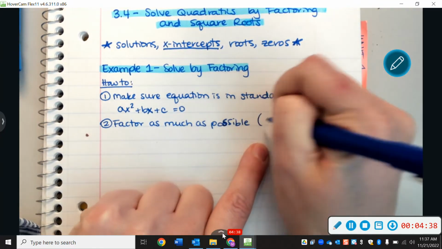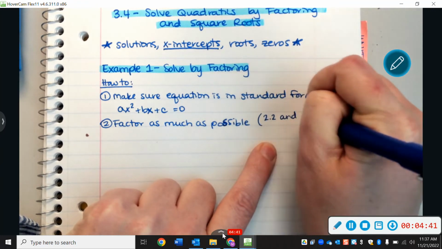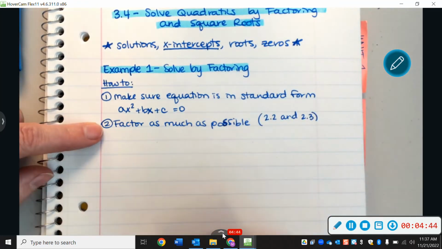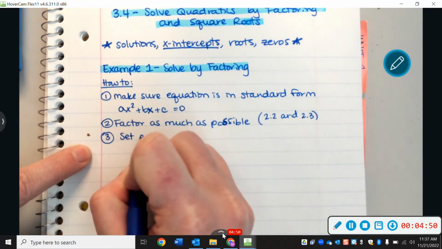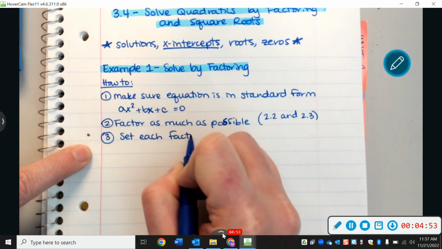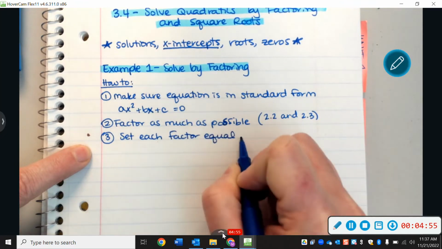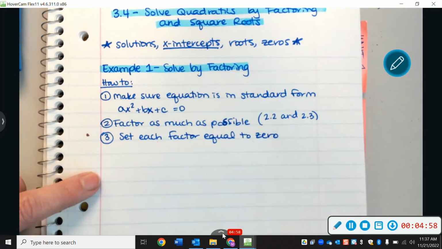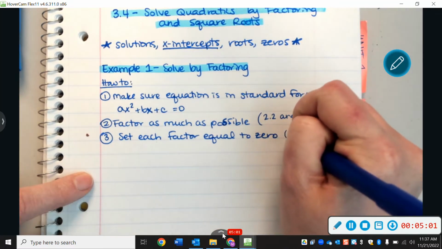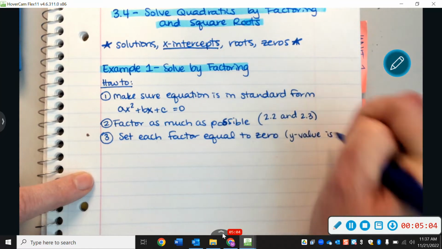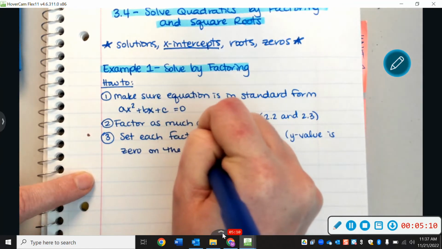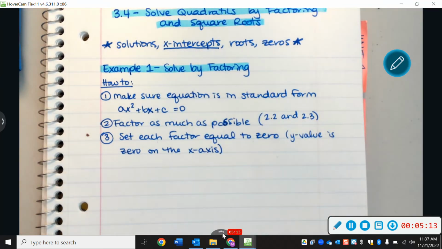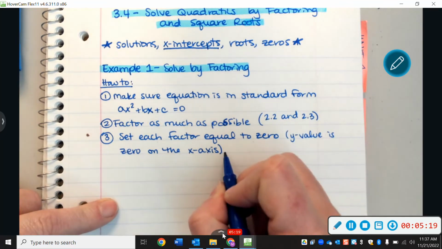Reminders of that are in the 2.2 and 2.3 notes. We'll be looking for a GCF first, and then we'll be using the same steps that we did there. From there, we're going to set each factor equal to 0, and that's because the y value is 0 on the x-axis. And from there, we'll solve.